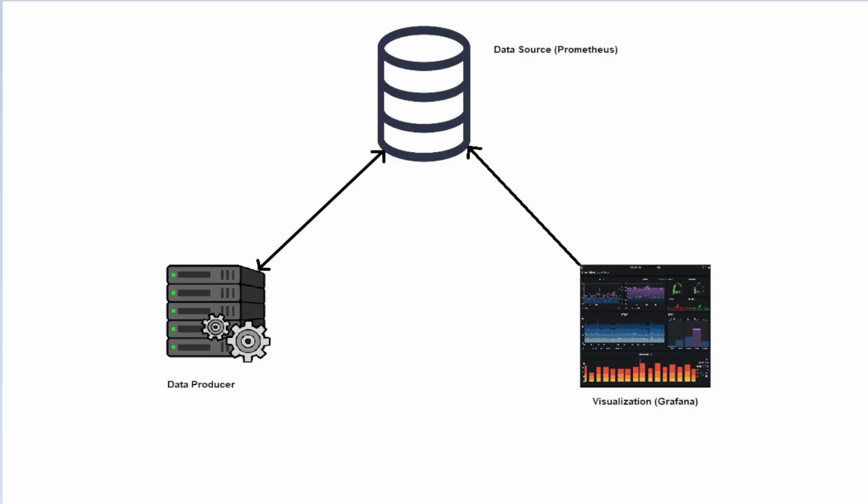Here's a simple example of Grafana configuration. First in this diagram is the data producer. It produces data that you actually want to visualize. It could be the database server, application server, or any server that produces data to visualize.